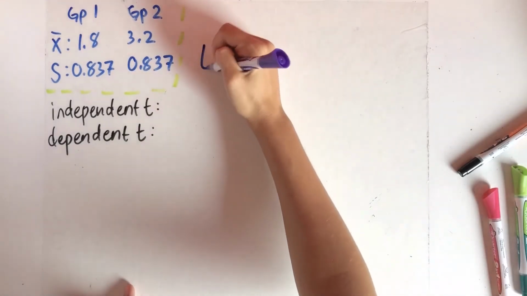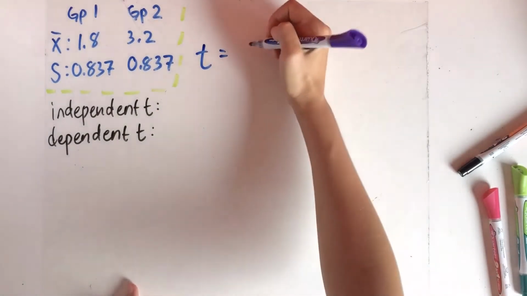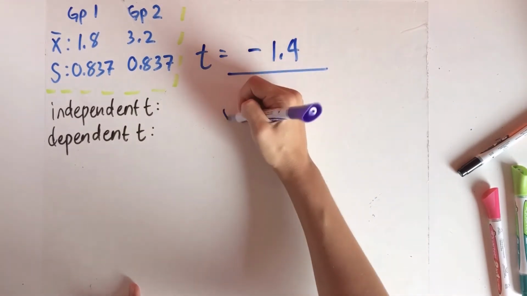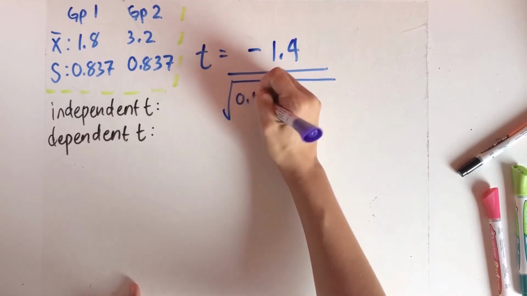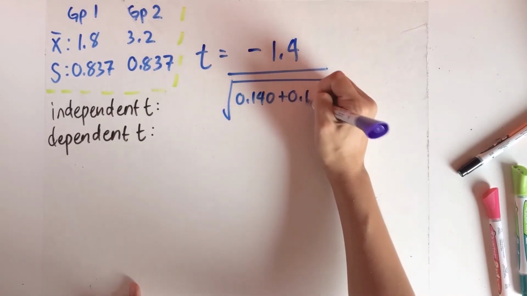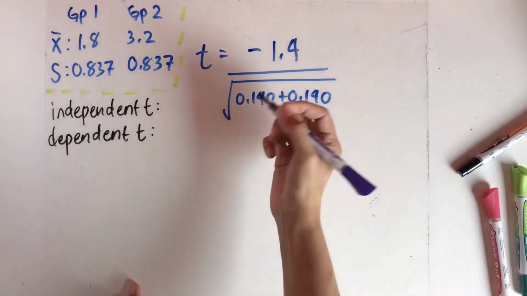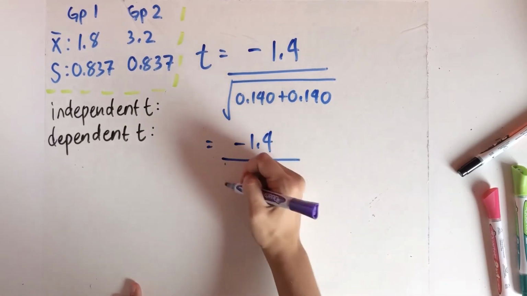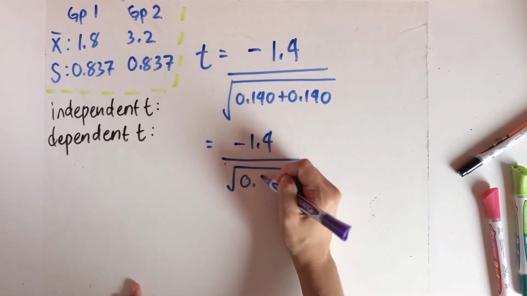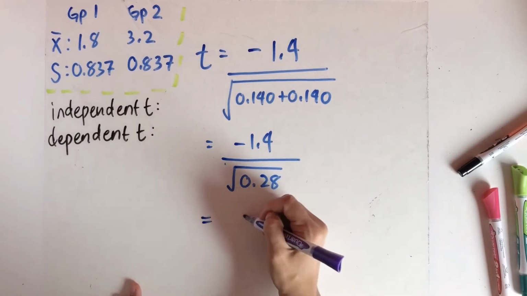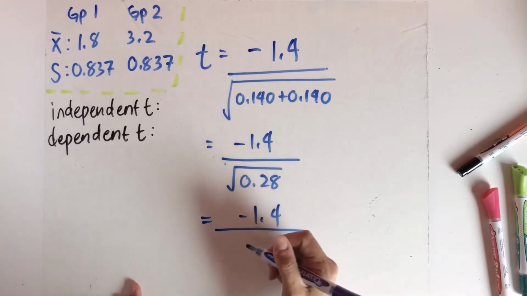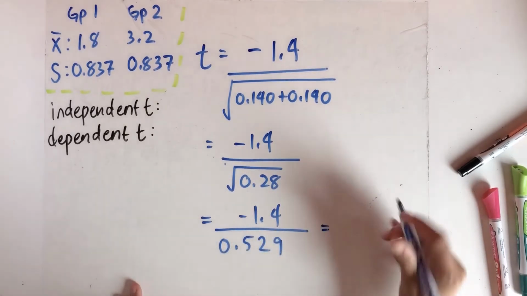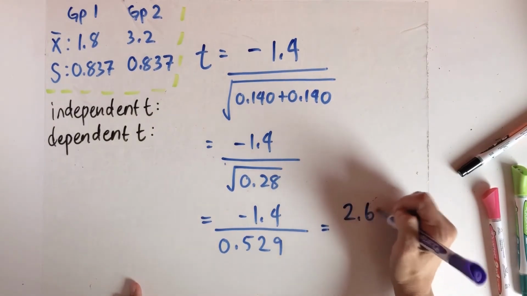Okay, simplifying a bit from the last line, we have t equals negative 1.4, divided by the square root of 0.140 plus 0.140. Okay, cool. And simplify further: negative 1.4 over the square root of 0.28, and that's equal to negative 1.4 divided by 0.529, and to 3 decimal places, that is 2.647.